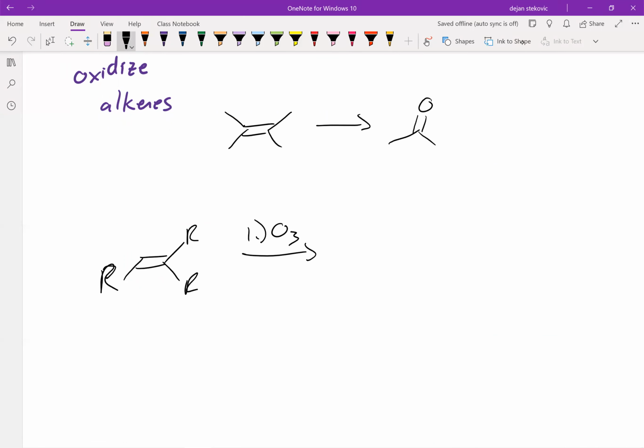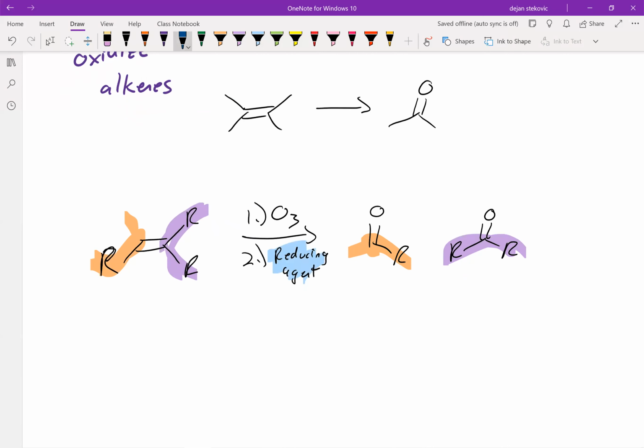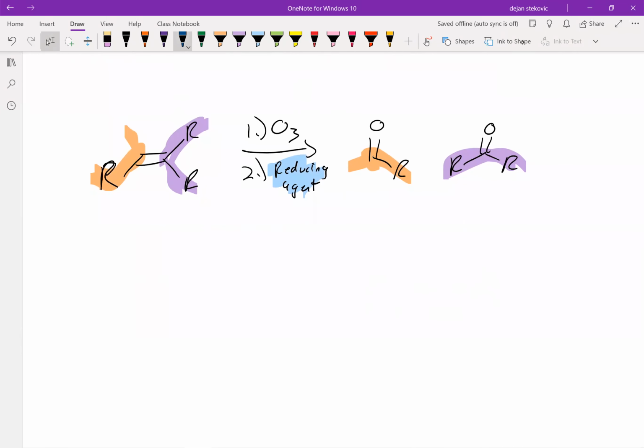So we'll add here a reducing agent as opposed to an oxidizing agent. And so that'll end up with some aldehydes and some ketones, depending on the structure of your alkene, right? So for example, this side would end up as an aldehyde, whereas this side over here would end up as a ketone. In terms of the reducing agents that you can use here, you can use either dimethyl sulfide, or zinc. Zinc's another option.